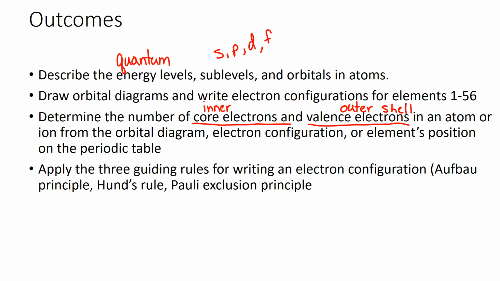And then there are going to be three rules that guide this chapter: the Aufbau principle, Hund's rule, and Pauli exclusion. I'll get more into what those are as we progress through this. Chapter 9.